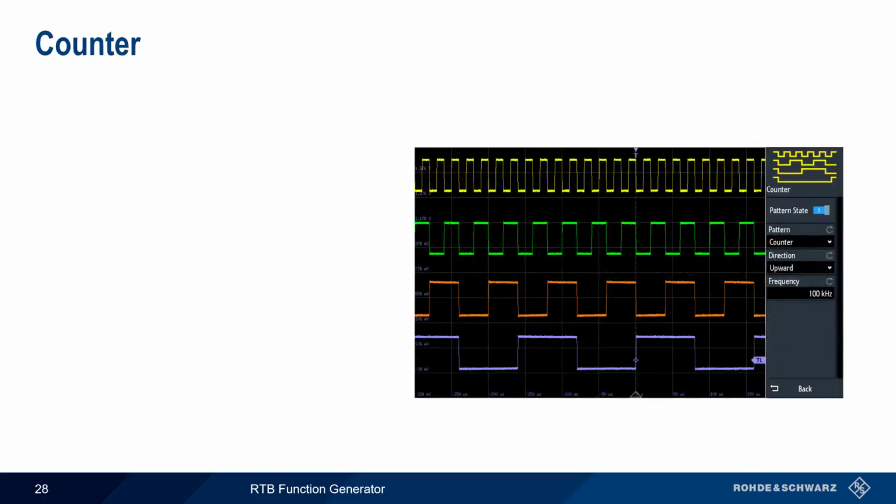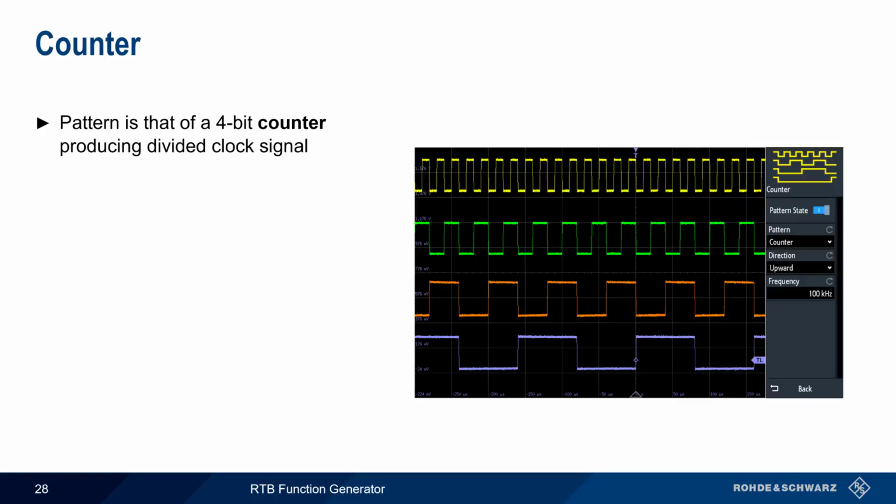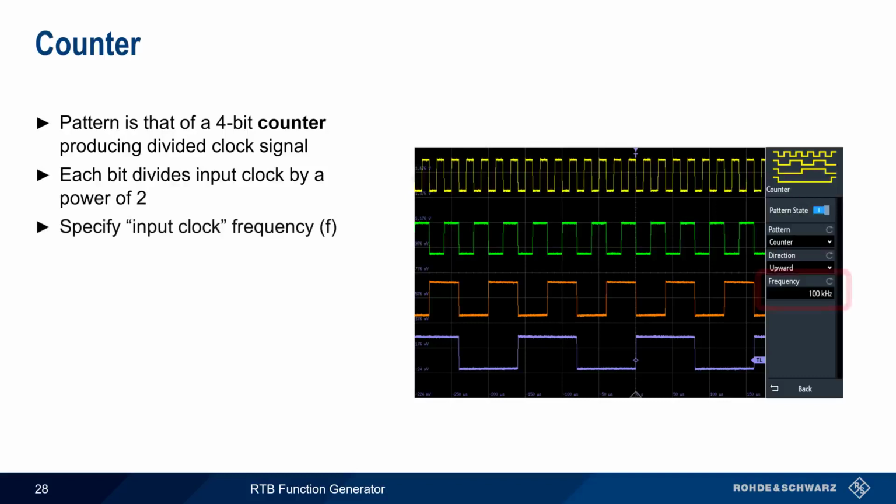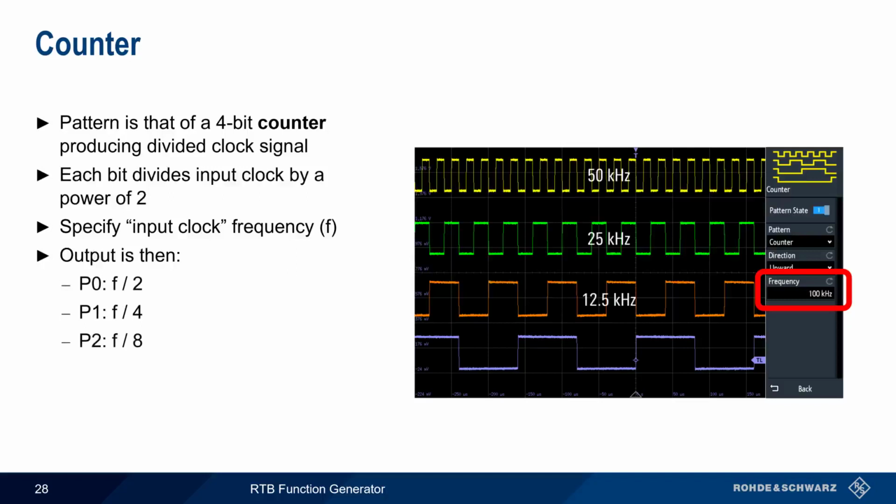The next pattern is called counter because it produces pulse signals in the same way that a 4-bit counter would produce a divided clock signal. In this type of counter, each bit divides the input clock by a power of 2. To generate a counter pattern, we therefore first specify the input clock frequency, here 100 kHz. The output is then f/2 on P0, f/4 on P1, f/8 on P2, and f/16 on P3. The default direction is to count up, but this can be changed using the direction parameter.